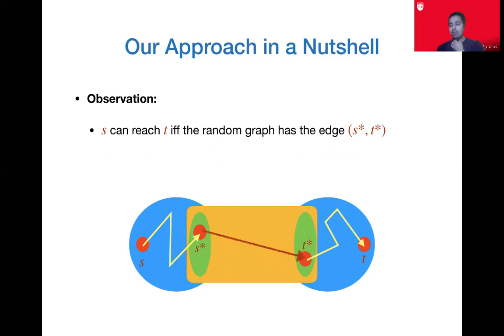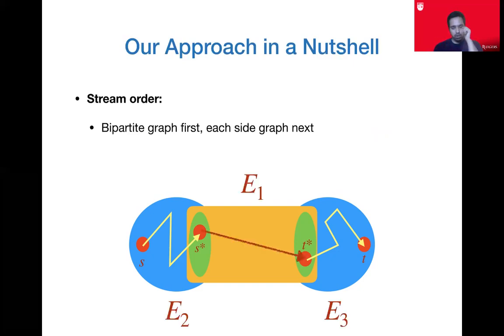If you look at this graph, it's easy to see that the only way for S to reach T in this graph is if there exists an edge between S star and T star. If the edge exists, we can just follow this path, and that makes S reach T. If that edge doesn't exist, by the promise that S star is the only vertex reachable on the left and T star is the only vertex on the right that can reach T, it's easy to see that there is no way for S to reach T.